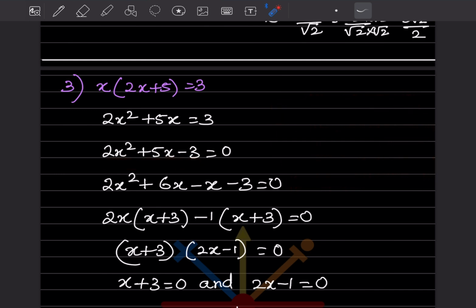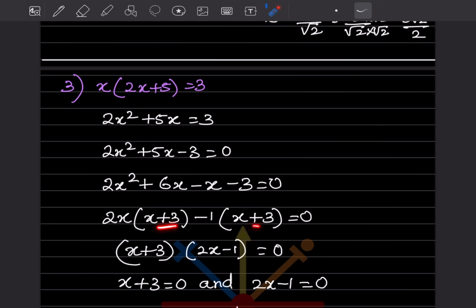So in this case we cannot take 2 and 3. So what we have to do, the other factors of this are going to be 6 and 1. So we need plus 5, so it will be plus 6 and minus 1. So now if we are taking this plus 6x, minus 1 means minus x, and this minus 3 as it is. So now we will do the grouping and just see. Here 2x is common, so here will be x plus 3. This is minus 1, so this will be x plus 3 here, because this is minus, so minus 3.